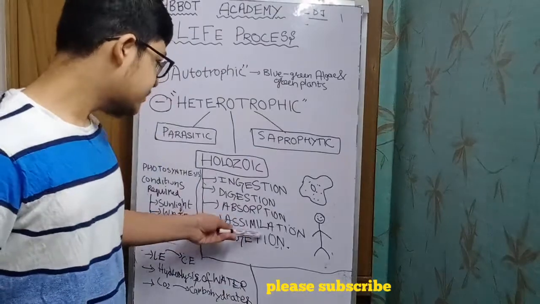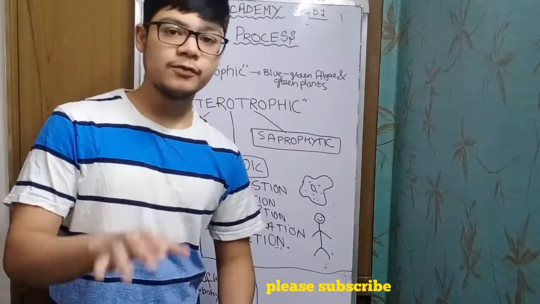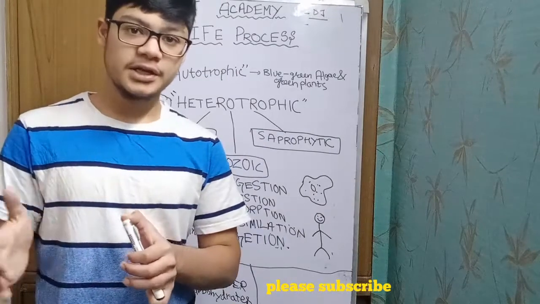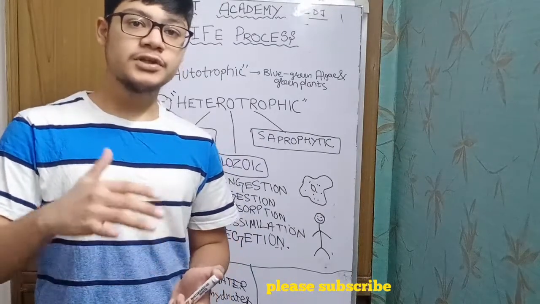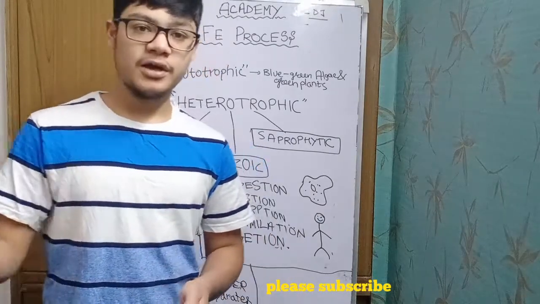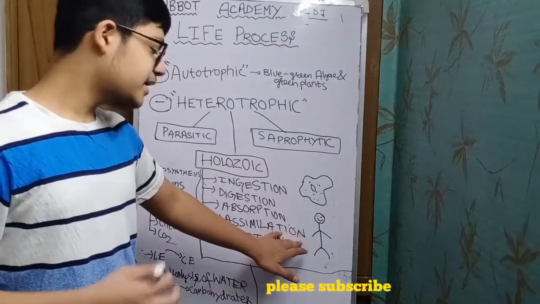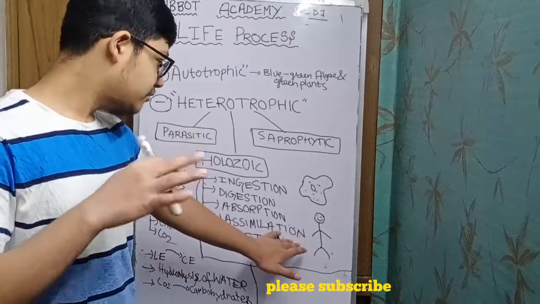Then assimilation. Assimilation is the use of the food. So the use of the absorbed food, that is in the form of energy, then the food is used for generating energy or any other processes that you need. So that includes assimilation, that is usage of food that we have stored.